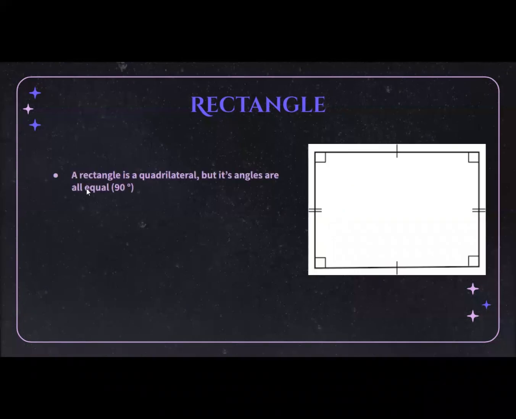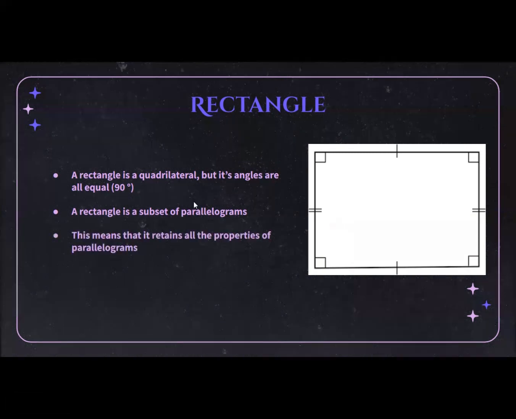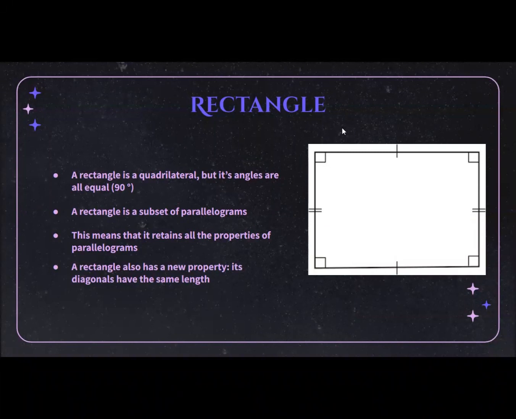A rectangle is a quadrilateral where all its angles are equal. It is a subset of parallelograms, which means it has all its properties, except it has new properties that make it different. That basically means it has equal angles, which are 90 degrees, and the diagonals are equal length. They still bisect because parallelogram diagonals also bisect, but now they're also the same length.